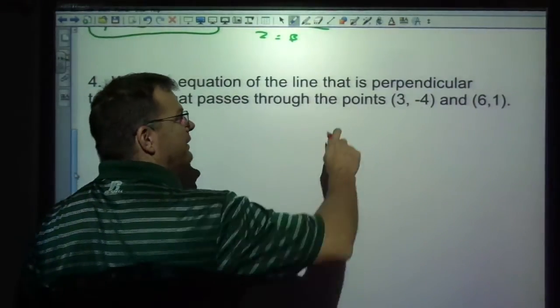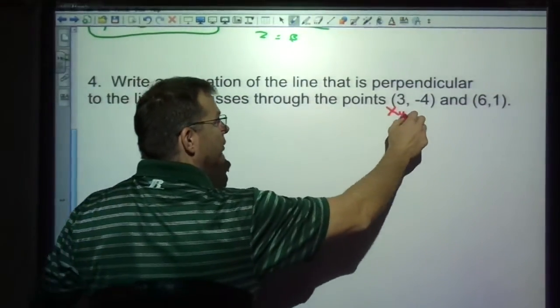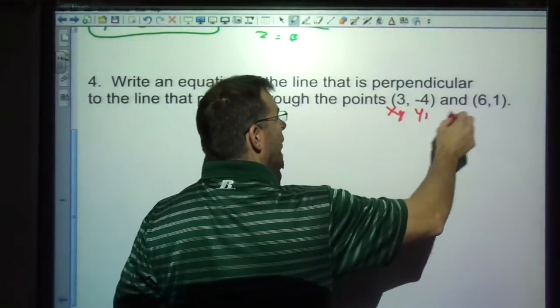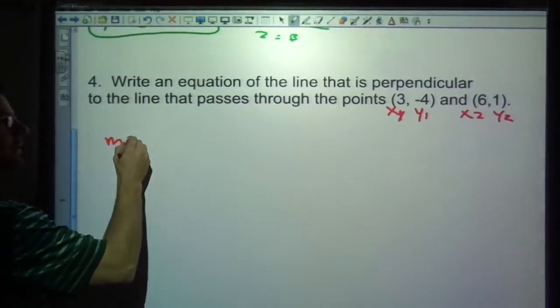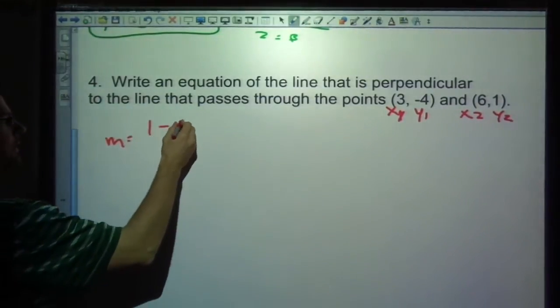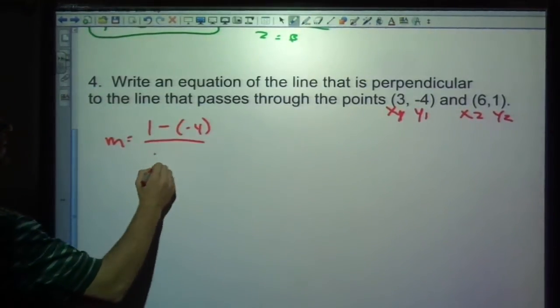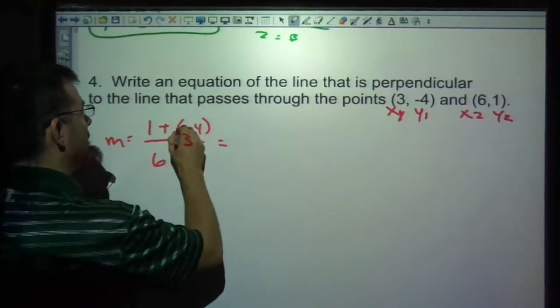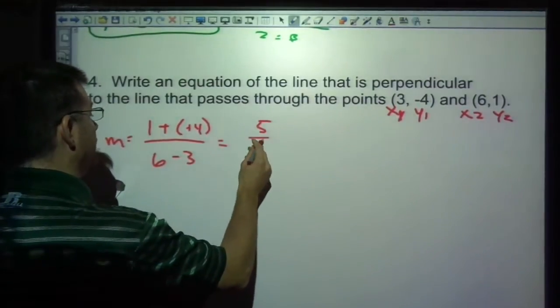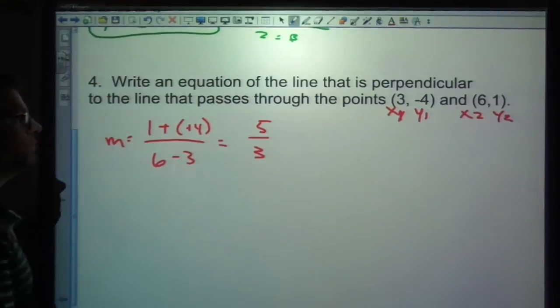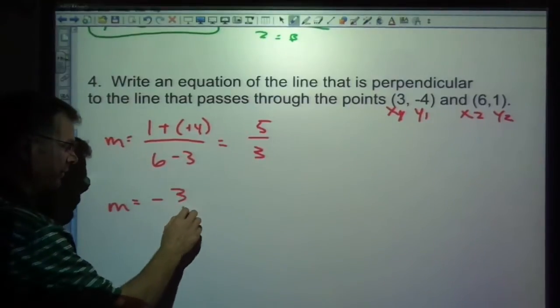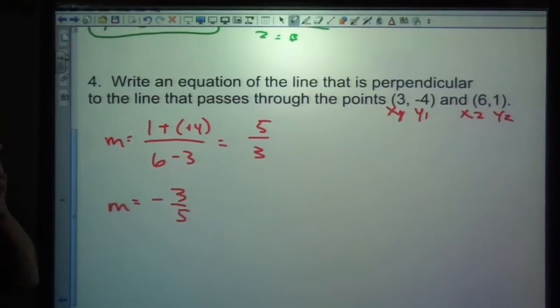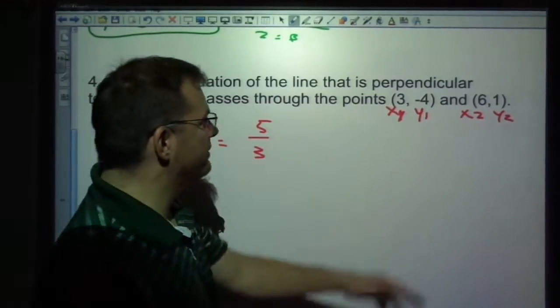So again, I first need to figure out the slope. Oops, x1, y1, x2, y2. I first need to figure out this slope, which is y2 minus y1 over x2 minus x1, which is 5 over 3. So my slope must be the opposite sign reciprocal. So the slope that I need is -3/5.